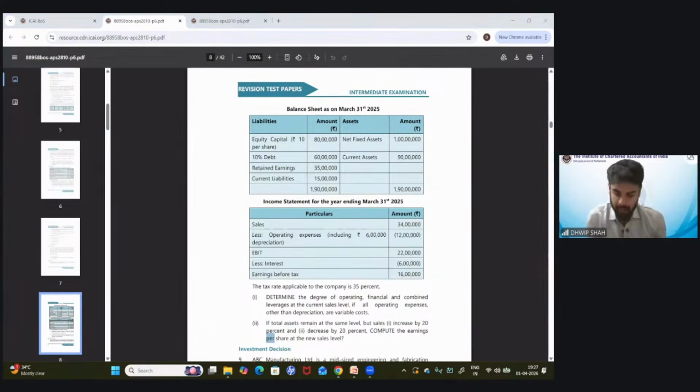Question 8, MTP Jan 26. Clear? RTP, so not MTP but RTP. So it was a very neutral question on leverage. Very easy. This can be solved, I guess, within 5 to 7 minutes. 7 minutes max.